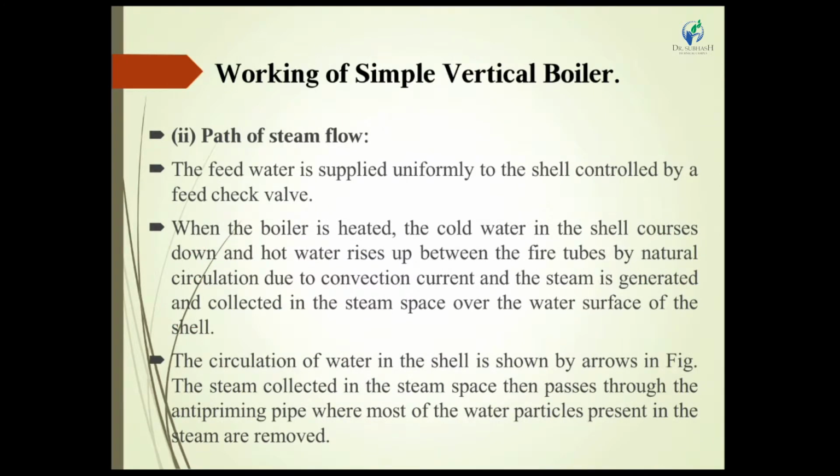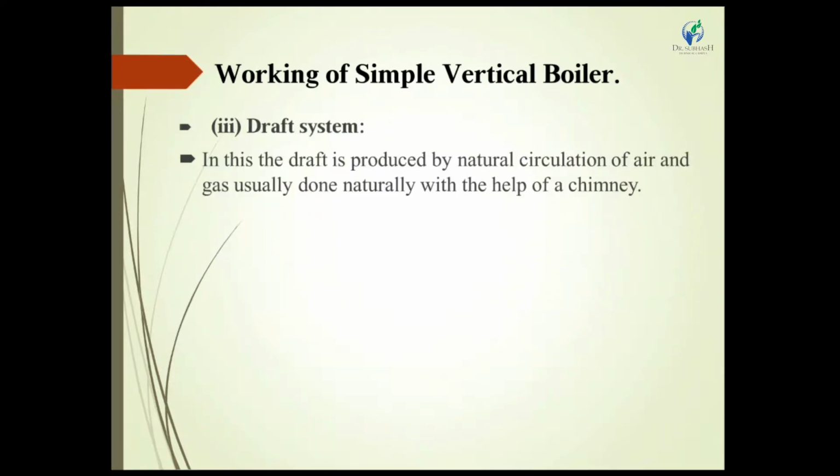The circulation of the water in the shell is shown by the arrows in the figure. The steam collected in the steam space then passes through the anti-priming pipe. The main function of the anti-priming pipe is to remove water particles, so that completely dry steam goes out from the anti-priming pipe. It means it separates the water particles and the steam.